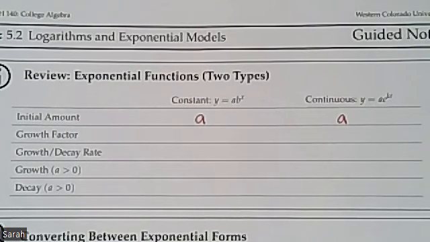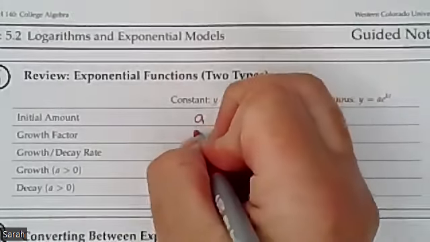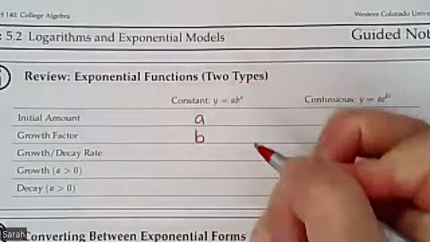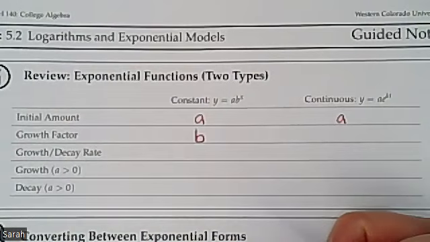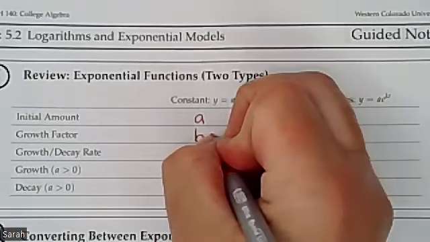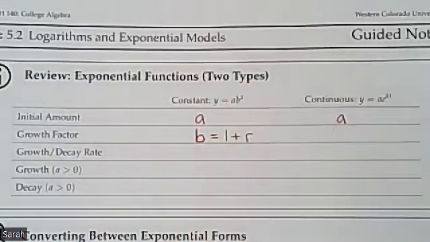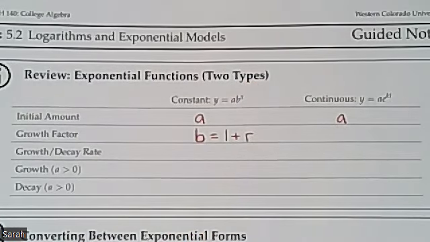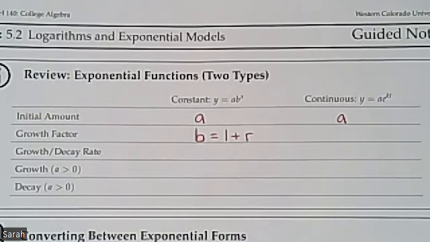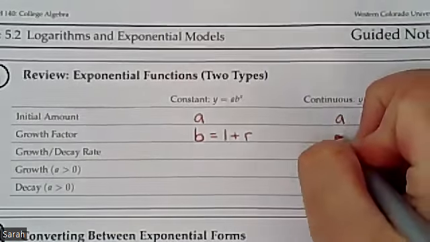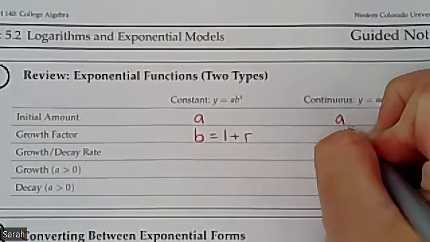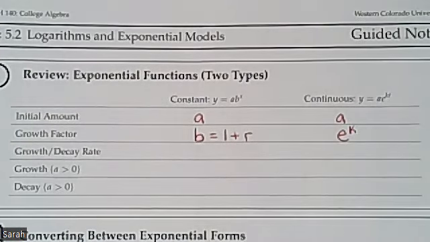Right, the next thing we're going to look at is our growth factor. So in our constant exponential growth, we represent our growth factor with the letter B. Okay, and if we think back to section 4.1, we know that B is equal to 1 plus R. So if for some reason we do need to calculate that, that's how we do that. And then our growth factor in the continuous one is going to be e to the k. Okay, so there's our two growth factors.